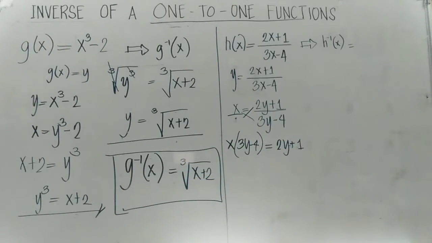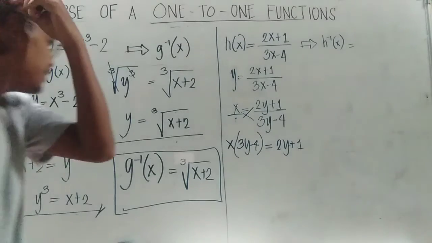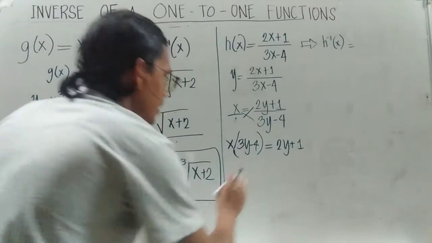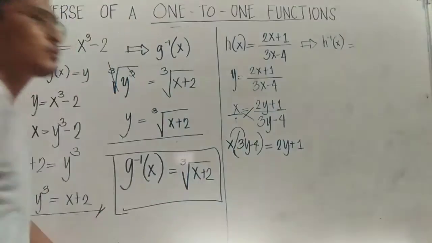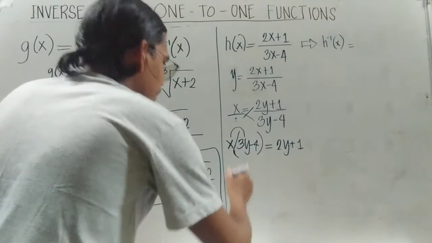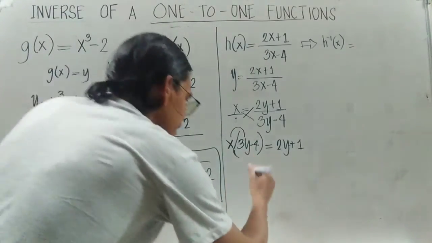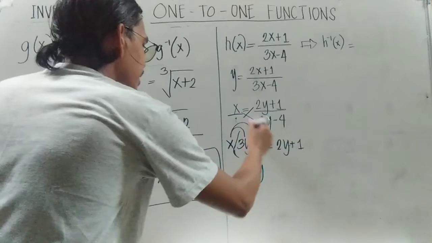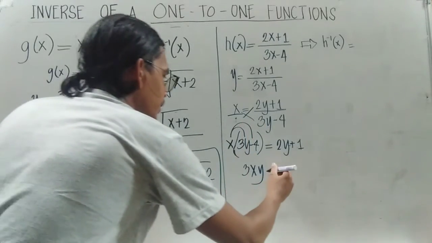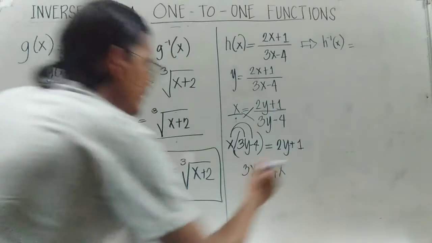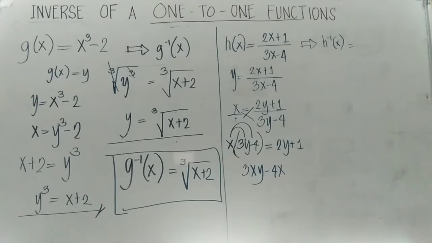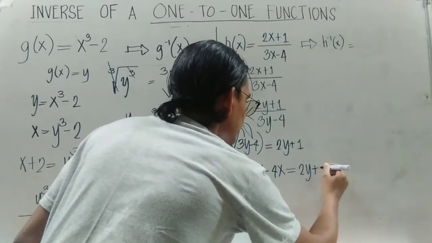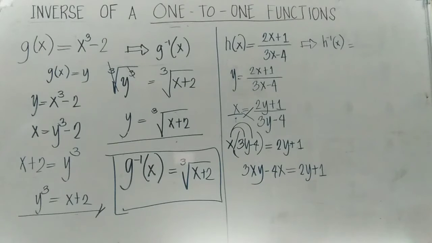So it is inconvenient to multiply it. So we will solve it the fastest way we can. Then we have to distribute by the distributive property of multiplication. So x times 3y, we will get 3xy. Then x times negative 4 is negative 4x. Okay, so I guess we are clear on that. Then copy equals 2y plus 1. Okay?